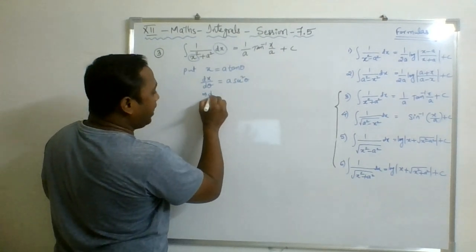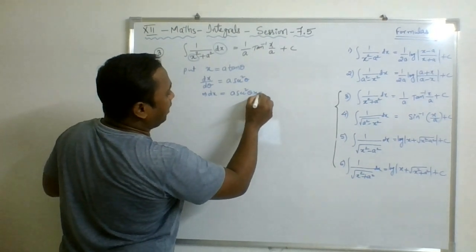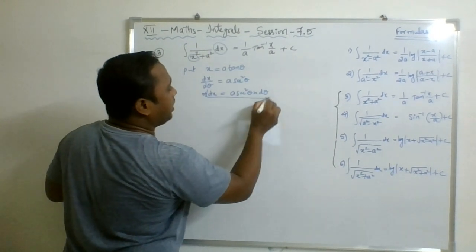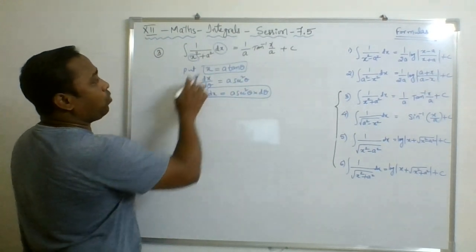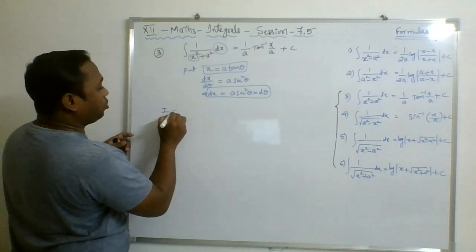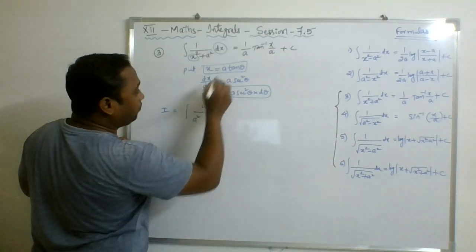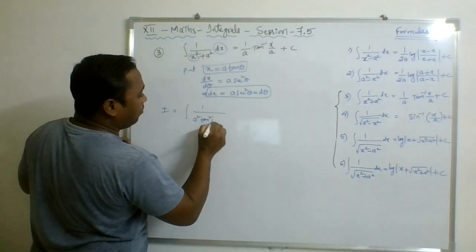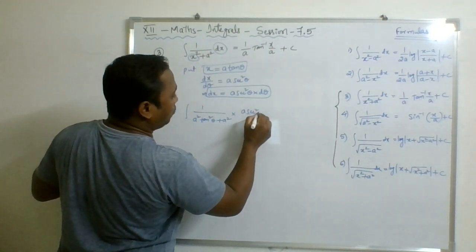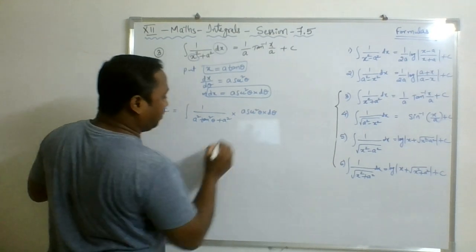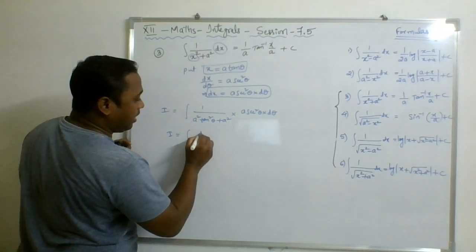So finally dx is going to replace like a sec square theta into d theta. So this is the dx value and this is the value of x. So these two are going to change in the question. So the question is now modified as 1 upon a square tan square theta plus a square into a sec square theta into d theta. So now you can see here a square is a common factor, right?